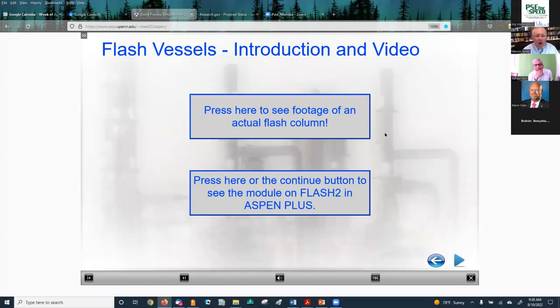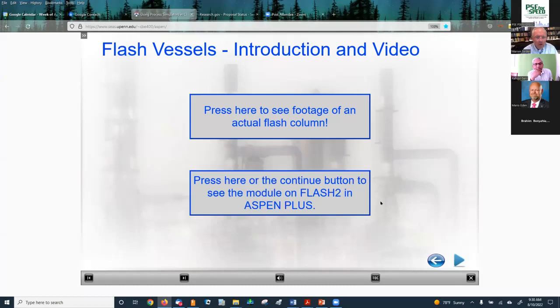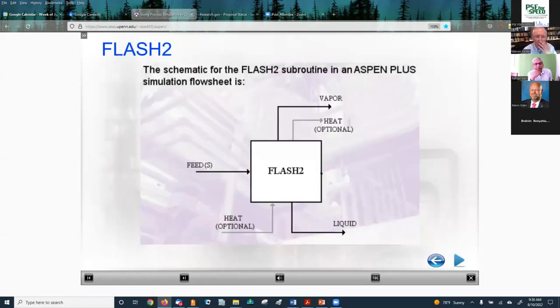Now you could see, just a second. Press here. I want to go there. This is just a diagram, the general diagram that shows the Flash2 subroutine in Aspen. You have a vapor stream, you could have a heat stream, it's optional, and liquid coming out like this. Now watch this.